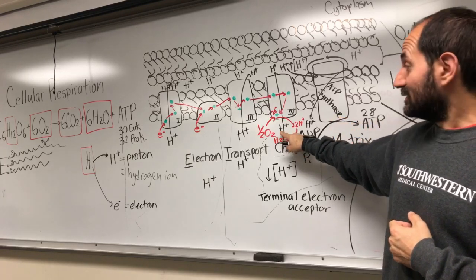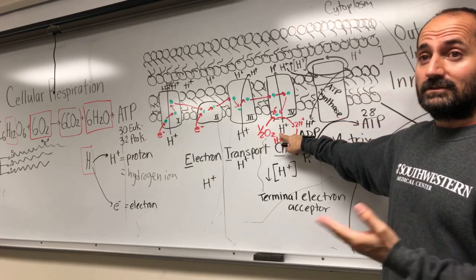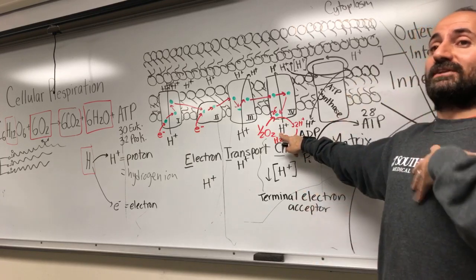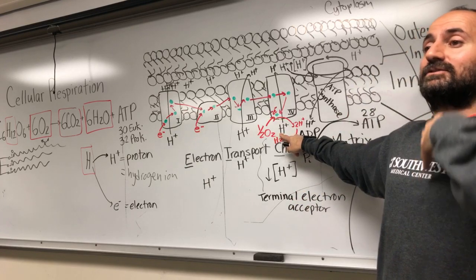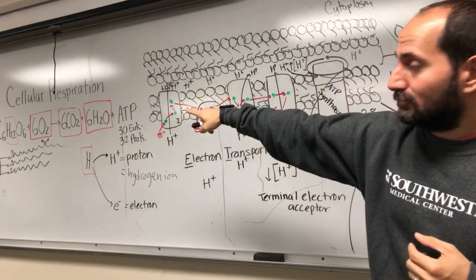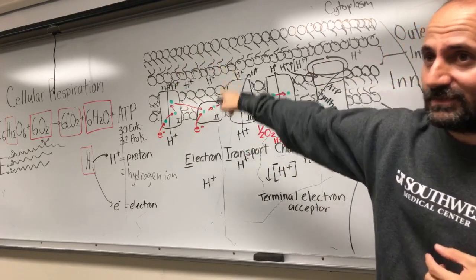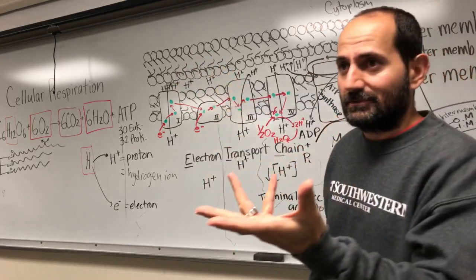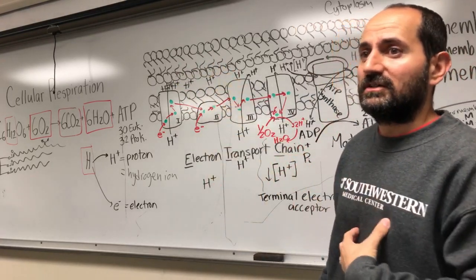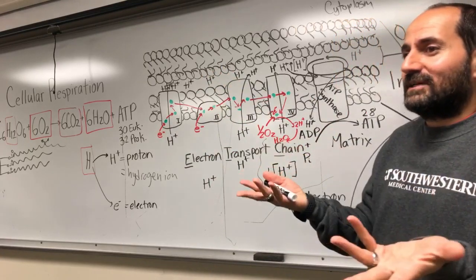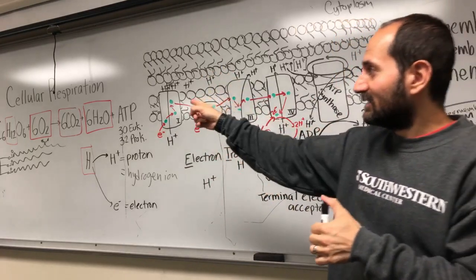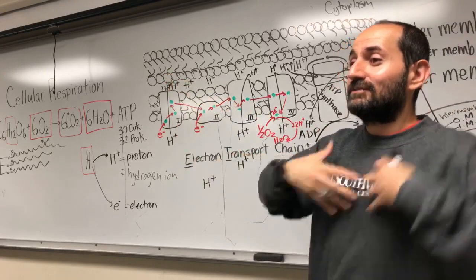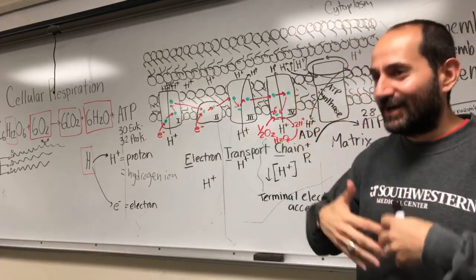If you didn't need a terminal electron acceptor, then you wouldn't need to breathe in. And if you didn't produce CO2 because of this, you wouldn't need to breathe out either. So you wouldn't need the lungs, you wouldn't need respiration, real respiration. So cellular respiration is the reason you need real respiration, breathing.